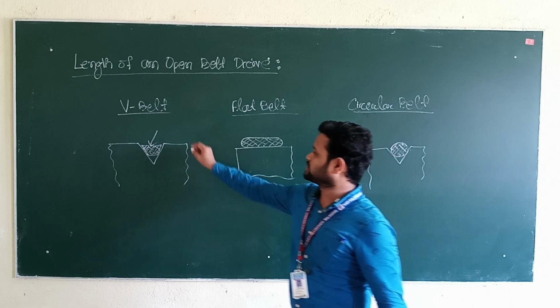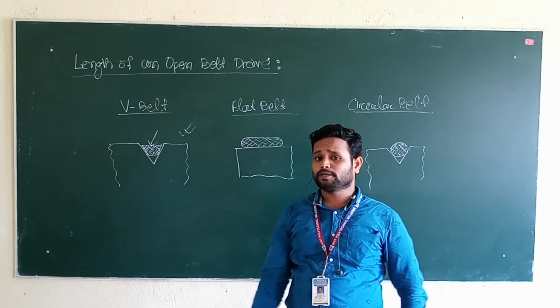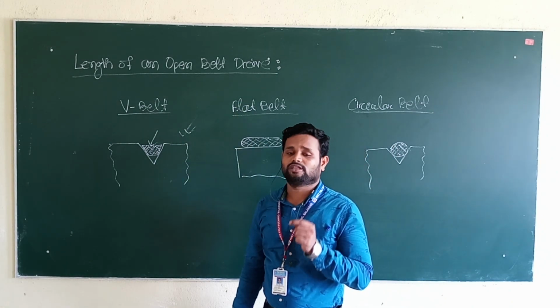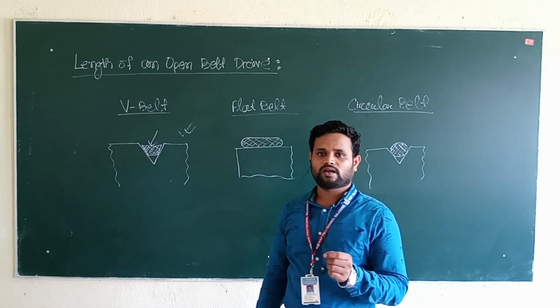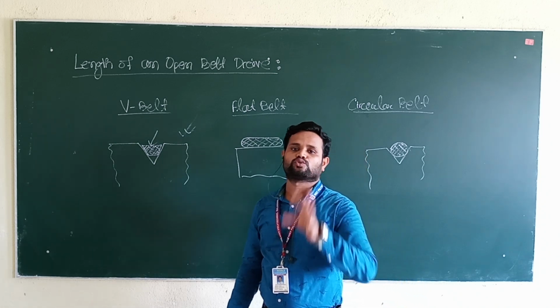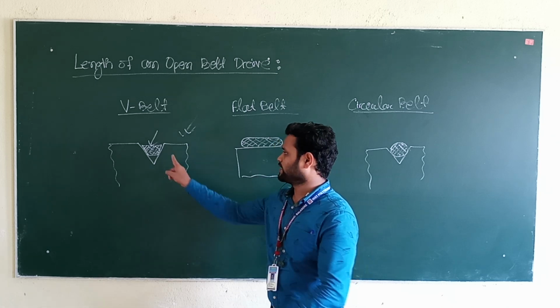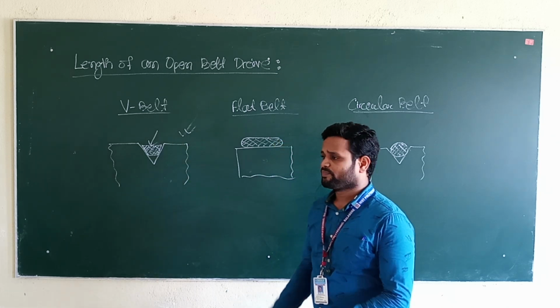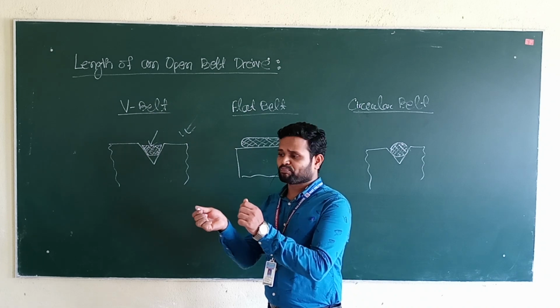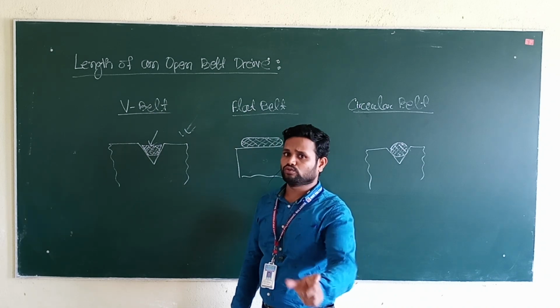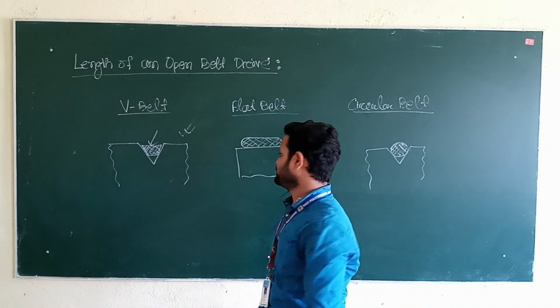First we will see the V belt. Where do we use the V belt? The V belt is used in factories and workshops where a moderate amount of power is to be transmitted, and the pulleys should be very near to each other.